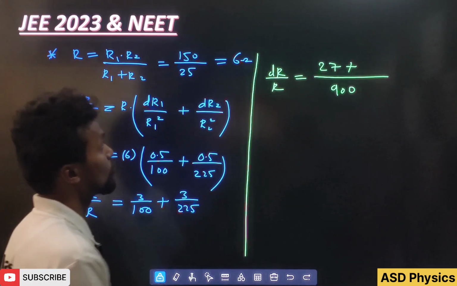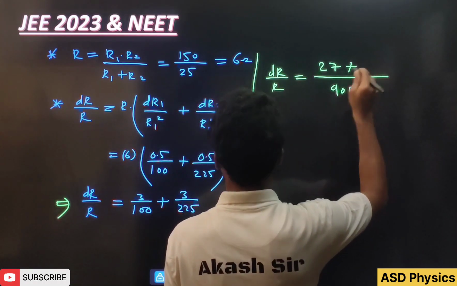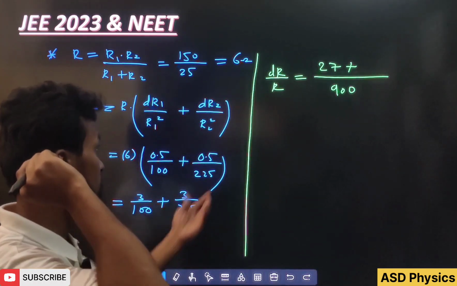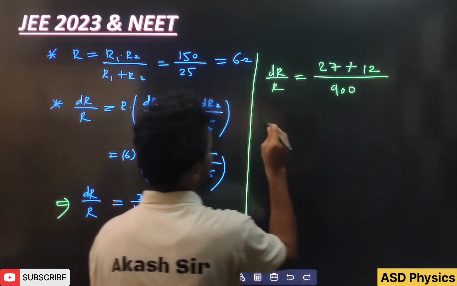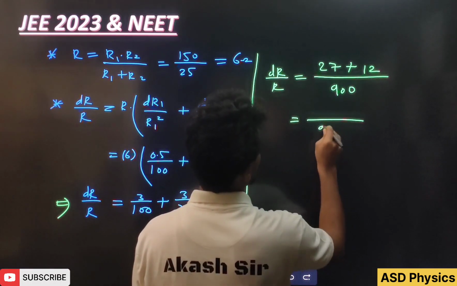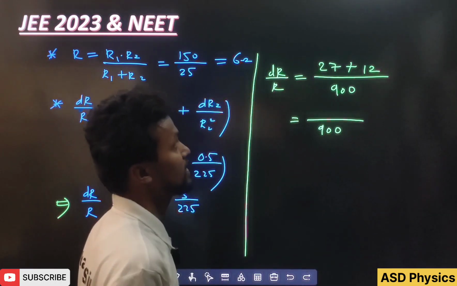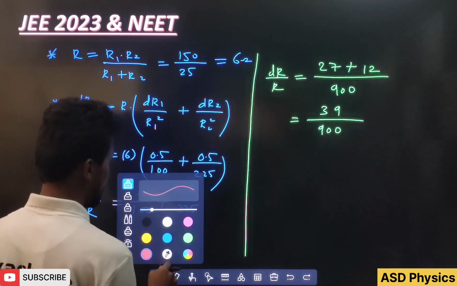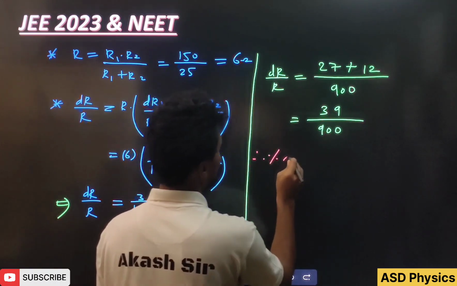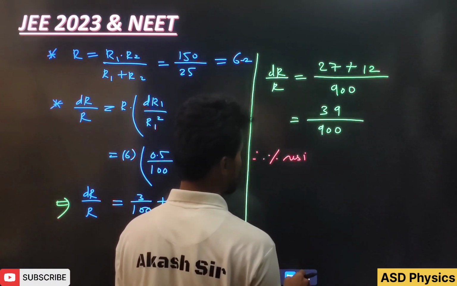4 times. Okay, so 4 into 12, how much is coming here? 4 into 3 actually, no? 900 by 225, 4 into 3 means 12. 12 is coming, is it? That means, students, we can write here, what is coming here? 900, and here can you see, 7 plus 2, 9, 3 here. 39 by 900.